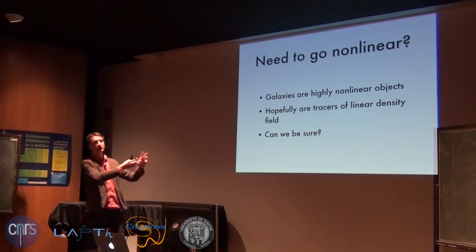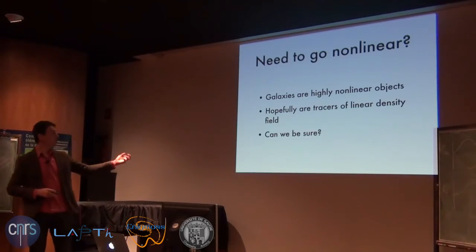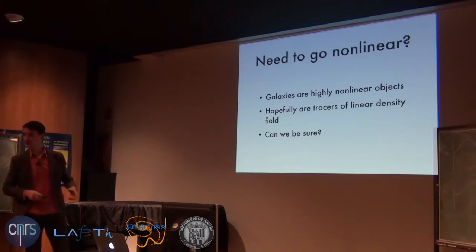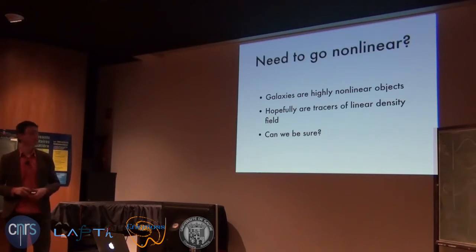However, if you zoom out and you consider the galaxy as an object, you hope that it does trace the linear density field on larger scales, because that's what we want to get access to in order to constrain the theory of gravity. The point is that we need to make sure that this actually is true.